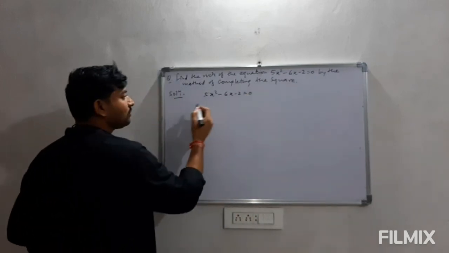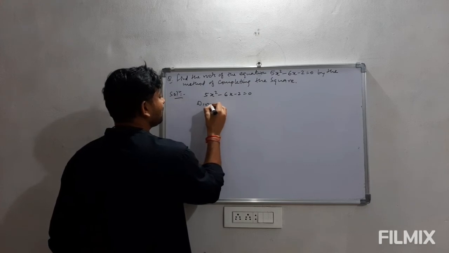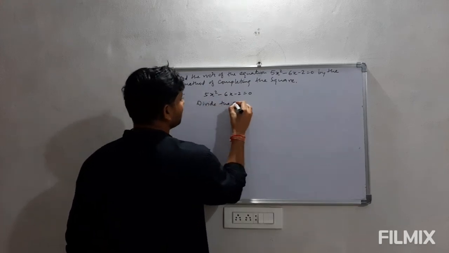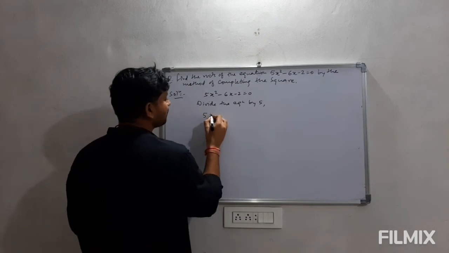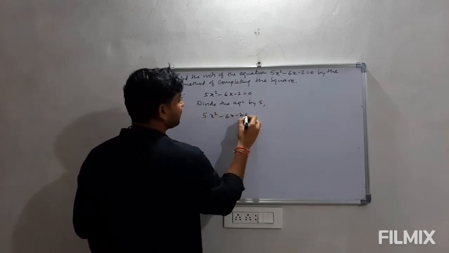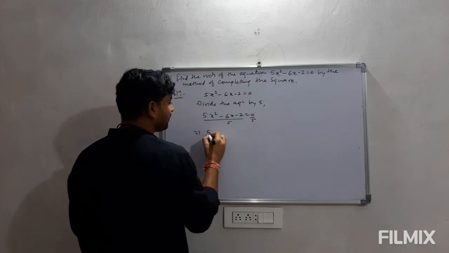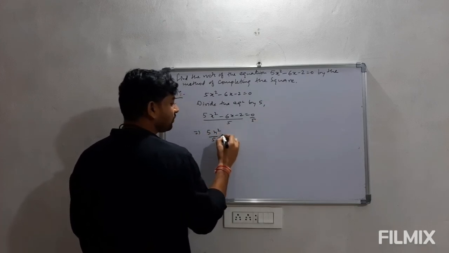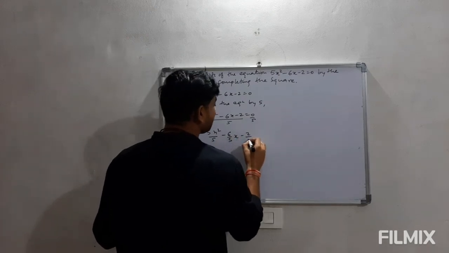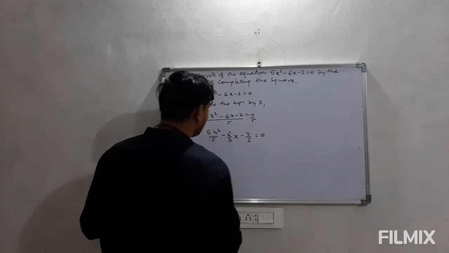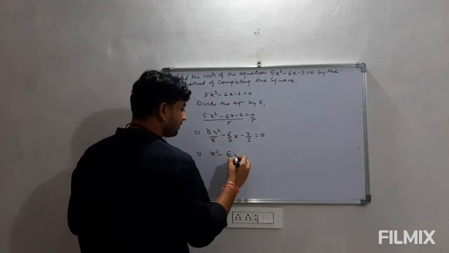As I told you, we have to divide it by a, that is the coefficient of x square. So we will divide the equation by 5. What we will get? 5x square minus 6x minus 2 is equals to 0 upon 5. If we separate them, we will be getting 5x square upon 5 minus 6 upon 5x minus 2 upon 5 is equals to 0. This 5 and 5 is cancelled. So the equation which we are getting here is this.